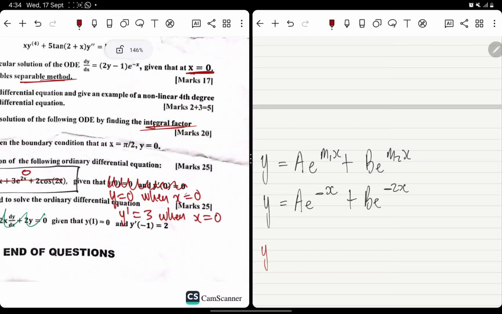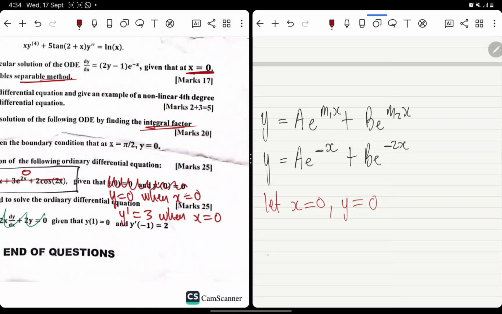We've been told that y is 0 when x is 0, then y prime is 3 when x is 0. Okay, so in the first condition we're going to say let x be equal to 0 and y equal to 0, because we've been told y is 0 when x is 0. Now we are looking for the particular solution. So for y we are putting 0, for x we're putting 0. So 0 is equal to a e to the -0 plus b e to the -2 by 0.